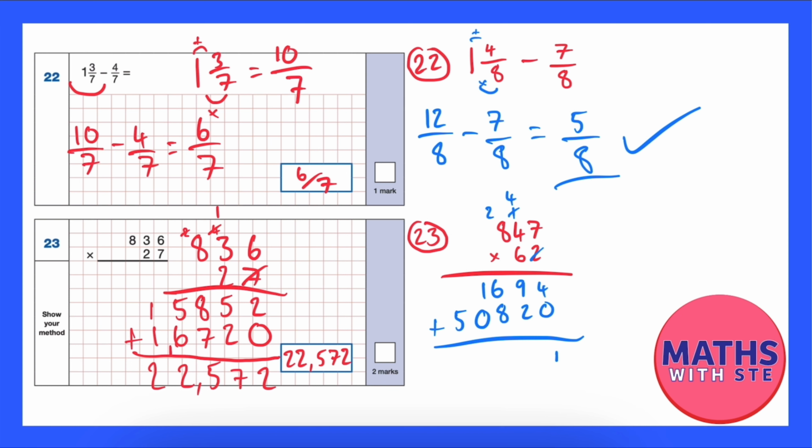Okay, add these up. 4 add 0 is 4. 9 add 2 is 11. 6 add 8 is 14. Add 1 is 15. 1 add, oh, I need to put my other one in there. 1 add 0 add 1 is 2. And then drop that 5 down. So that's 52,514.